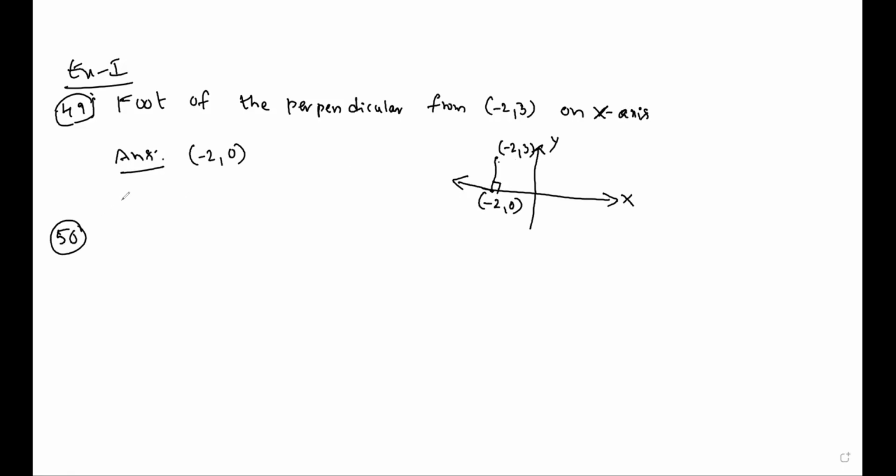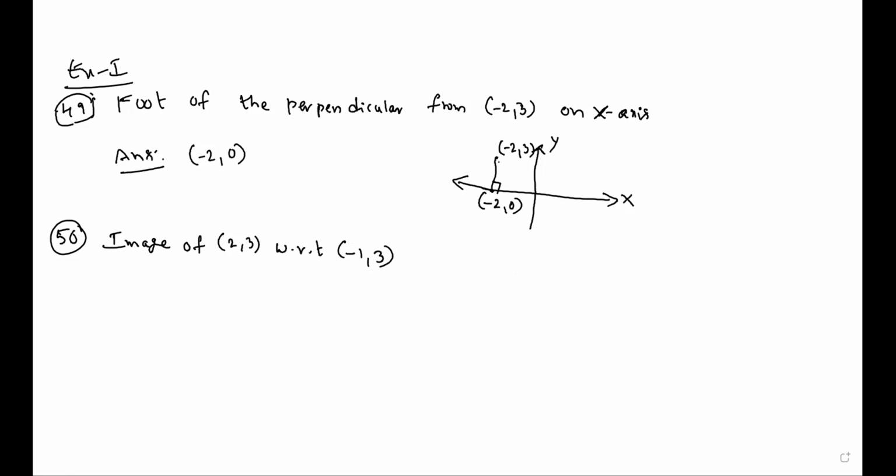Next, one more, question number 50. It is given the image of 2 comma 3 with respect to minus 1 comma 3. Now here also we'll take a diagram. With a diagram we can understand easily.